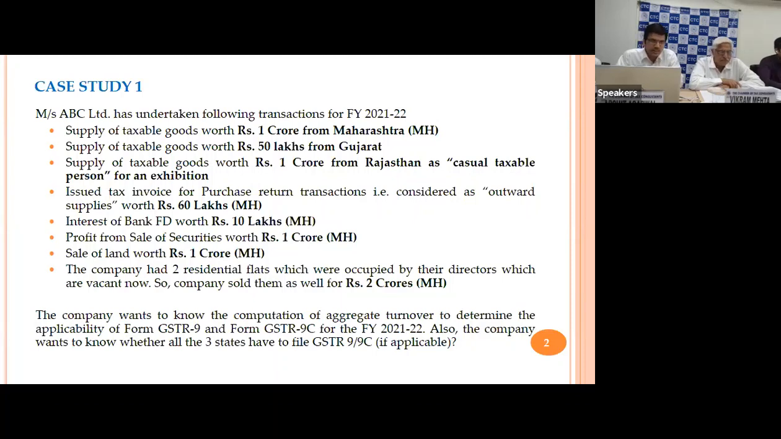So we'll start with the first case study with respect to 9C. ABC Limited has undertaken the following transactions for 21-22. Those are supply of taxable goods worth 1 crore from Maharashtra, supply of taxable goods worth 50 lakhs from Gujarat, 1 crore worth sales as a casual taxable person from Rajasthan. Then there are some purchase returns for which an outward supply invoice has been raised from Maharashtra.